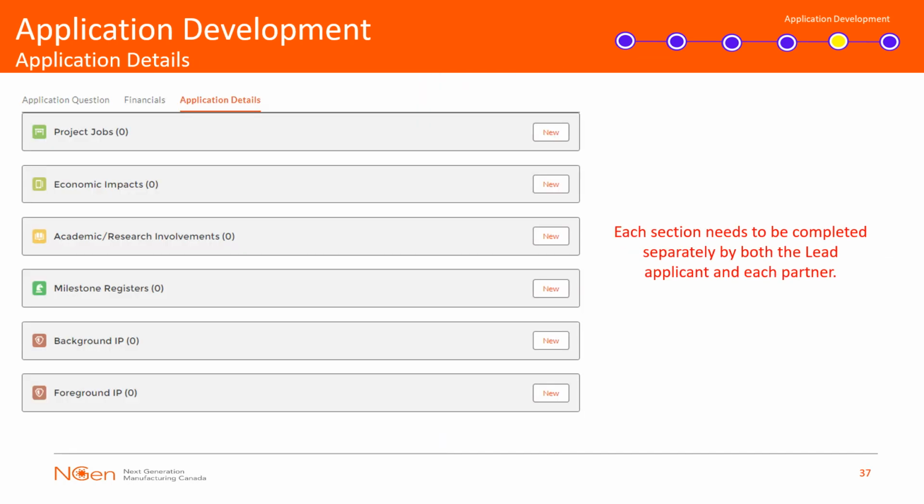In this application details section, each lead and partners need to complete 6 subsections: project jobs, economic impacts, academic research involvements, milestone registers, background IP, and foreground IP. The next 6 slides will show you each subsection and what information is required to complete this part of your application. Fill out each subsection and save.